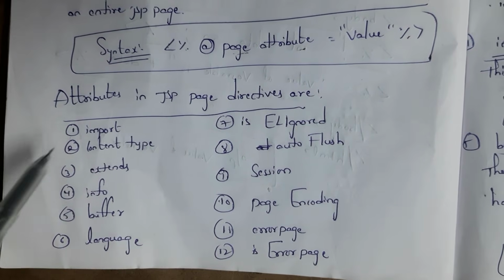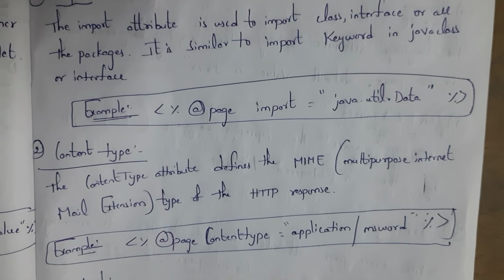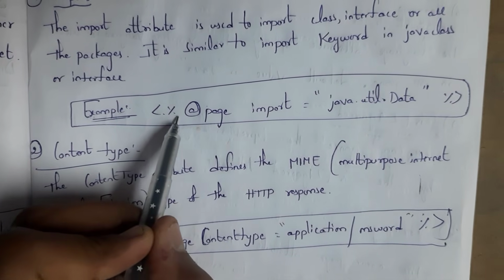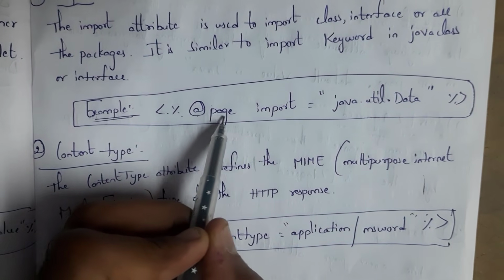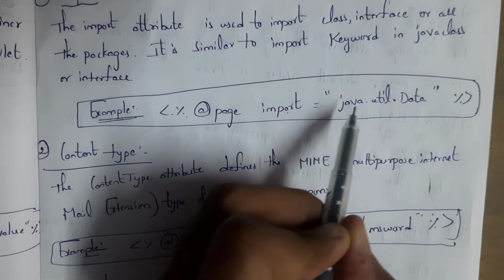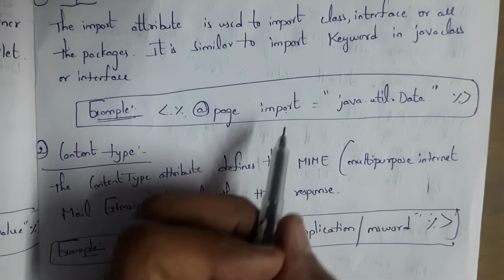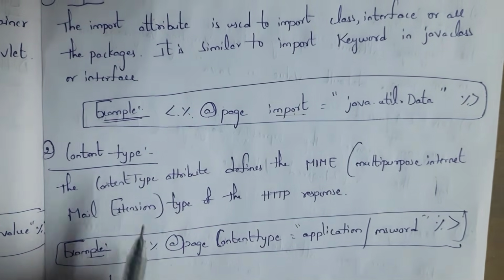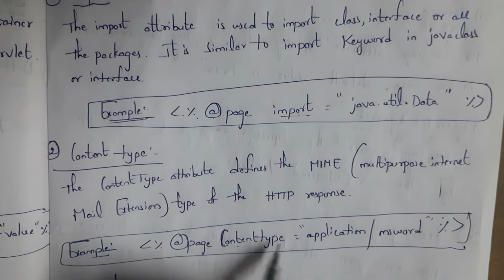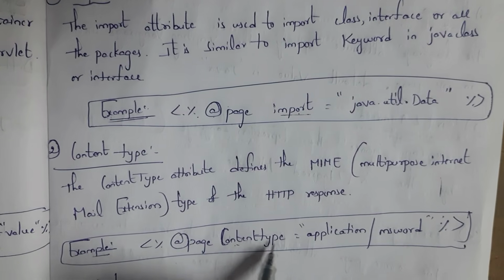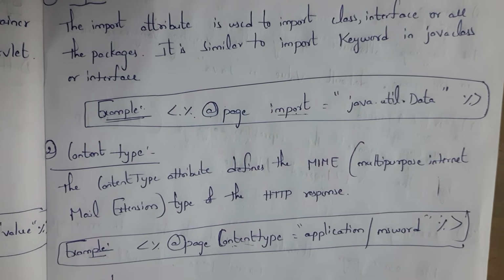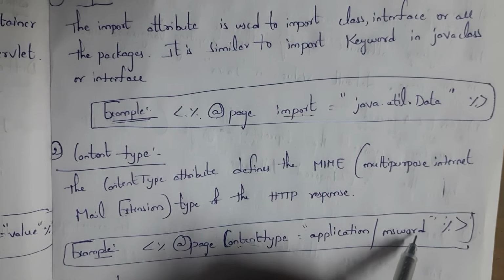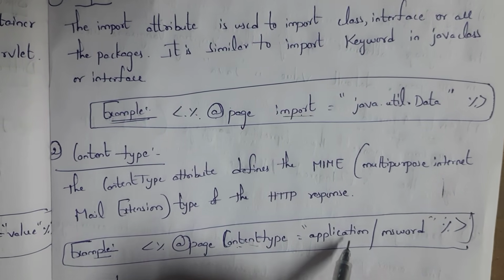I will give an example for all of these. This is an example of the import attribute. Here, <%@ page import="java.util.Date" %>. This is an example of the import attribute. Similarly, contentType equal to application/msword. This is an example of the contentType attribute. The meaning of this is that I am using a content type which is in the form of an application or MS Word.